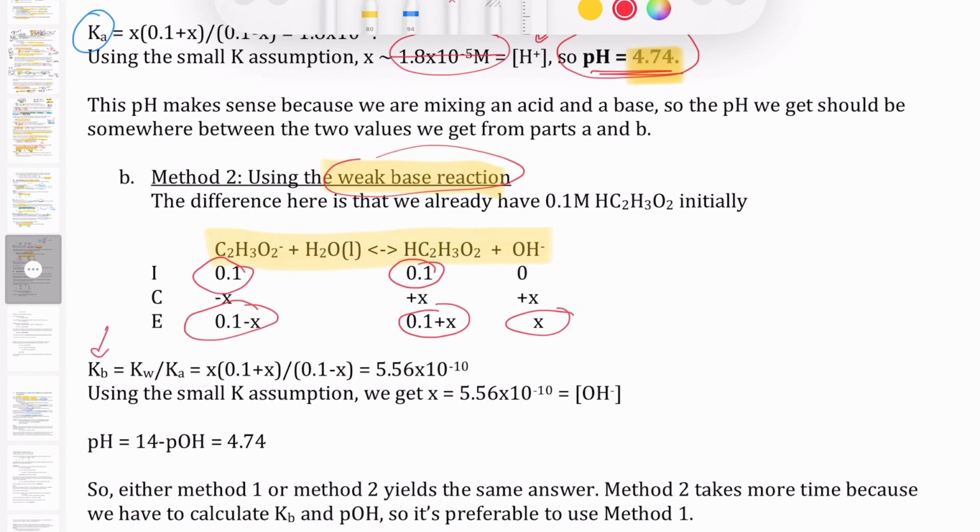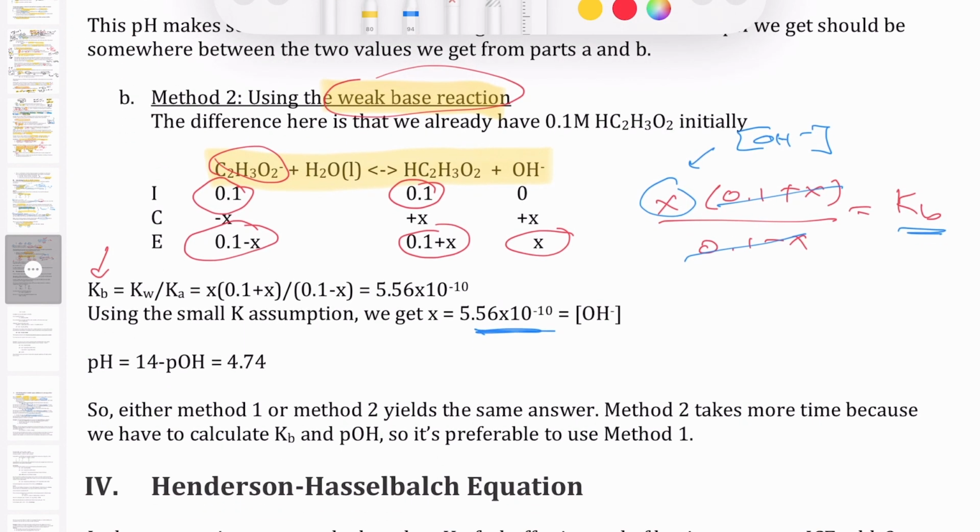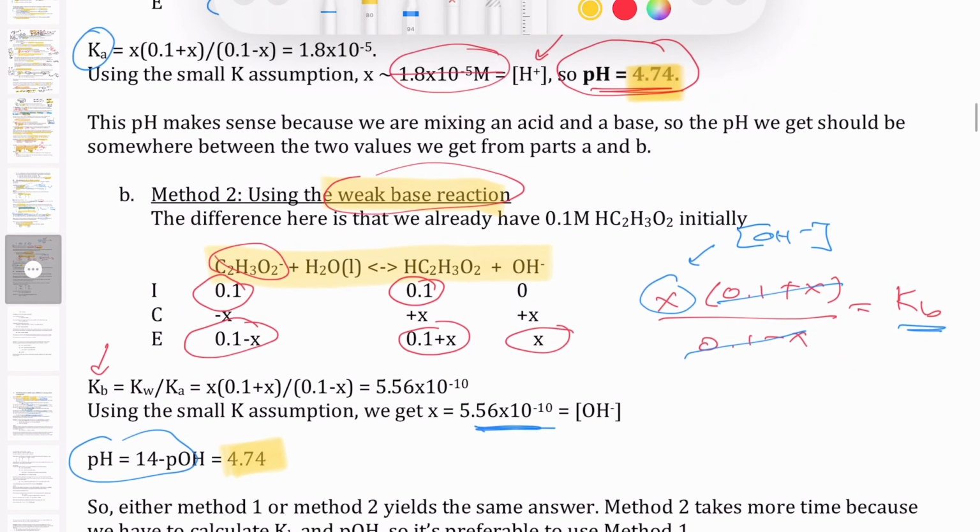Now you're going to have to set them equal to Kb because this is a base reaction. So it will be x times (0.1 plus x) over (0.1 minus x) equals Kb. Using the small K assumption, these two things basically will cancel away because it just becomes 0.1 over 0.1. So your x here is going to be Kb, but your x represents hydroxide concentration. So if hydroxide concentration is 5.56 times 10 to the minus 10, then you can use pH equals 14 minus pOH to get the pH value. And surprise, we get exactly the same number, 4.74.